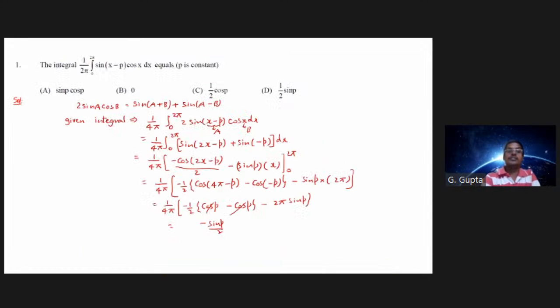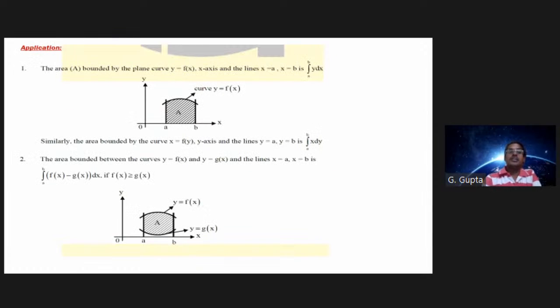Okay. Area problem I already told you. This one: the area, usually denoted by some people as capital A, bounded by the curve y is equal to f(x). This is one boundary curve, that is your integral. The x-axis is another boundary, the lower boundary, and two vertical lines, the left boundary and right boundary.